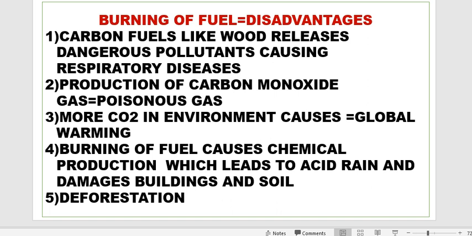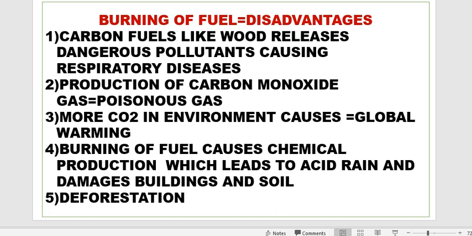Now, at last, they have given burning of fuel, that is, disadvantages. Mainly it causes disadvantages in our environment. First, they have given that carbon fuels like wood release dangerous pollutants causing respiratory diseases like asthma, right? While burning these fuels, or whatever fuels contain carbon, it will create dangerous pollutants or harmful particles in the atmosphere, which generally cause respiratory diseases. Second, production of carbon monoxide gas, which ultimately creates a poisonous effect in the environment as well as in the human body.